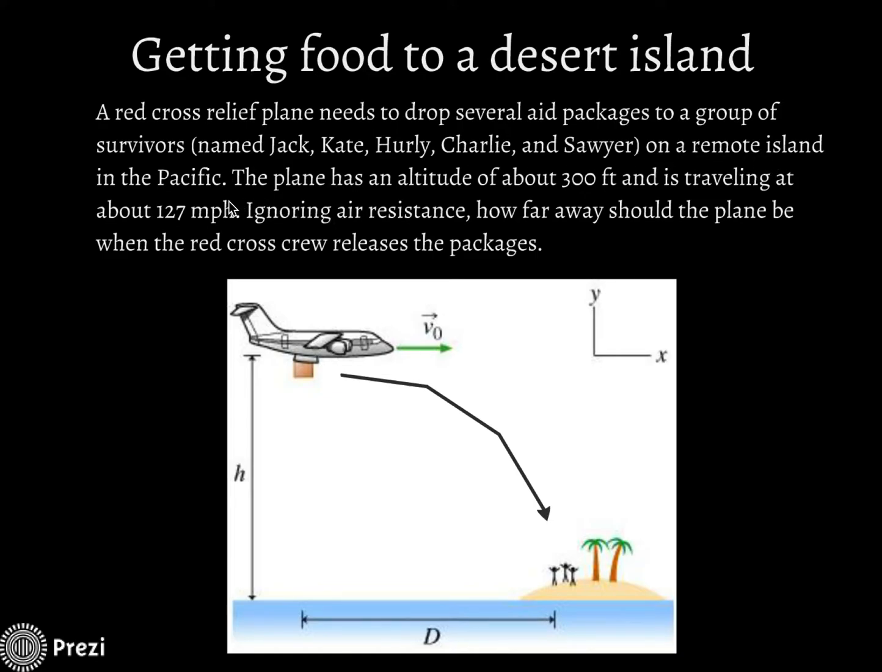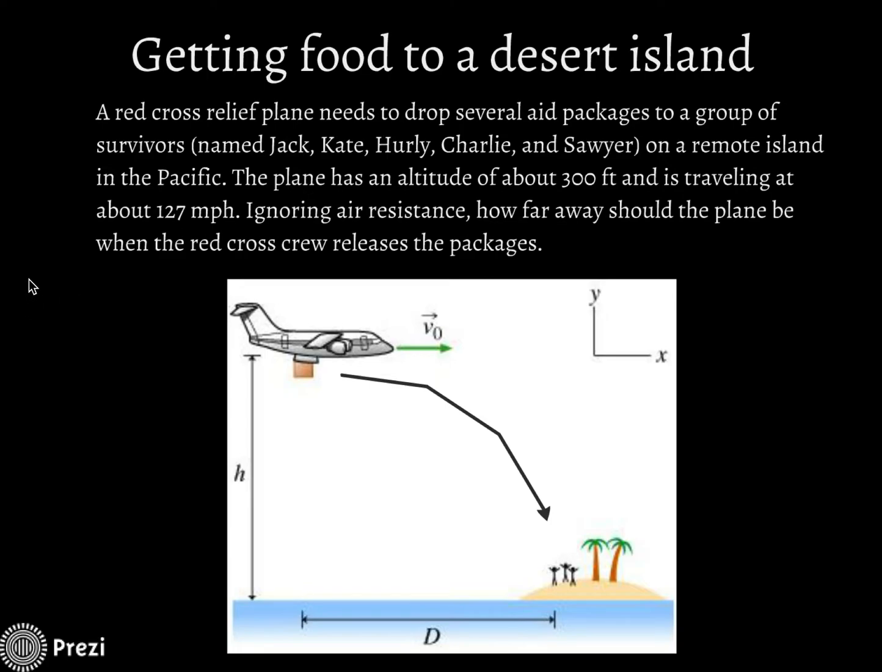On a remote island in the Pacific. The plane has an altitude of about 300 feet and is traveling at 127 miles per hour. Ignoring air resistance, how far should the plane be when the Red Cross crew releases the packages? Okay, very important, very practical problem.